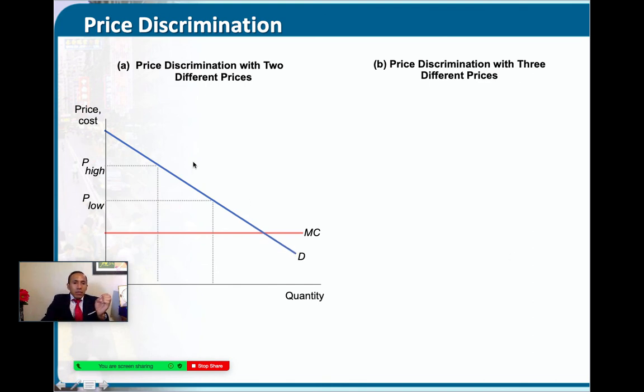Graphically, we have the demand for the good or service, the consumer demand. The consumer pays a high price if they are willing to pay the high price, and a lower price if they are willing to pay a lower price, and if anything, the consumer that is willing just to pay at cost. If you're just willing to pay cost, you get the lowest price.